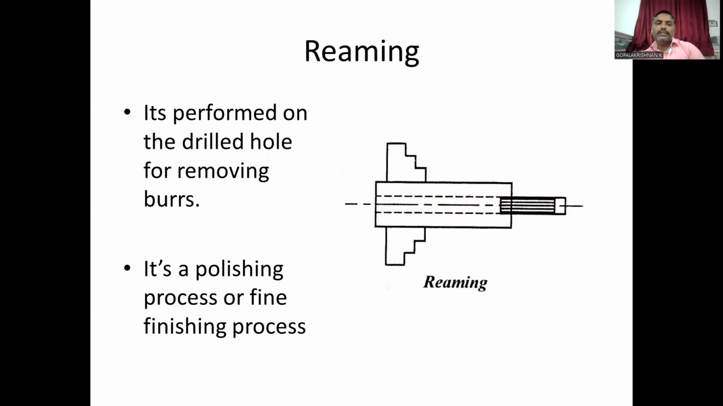Then the next one, reaming. It is performed on an already drilled hole for removing burrs. It is a polishing process, a fine finishing process. In reaming, a special tool is used. This is the reaming tool.